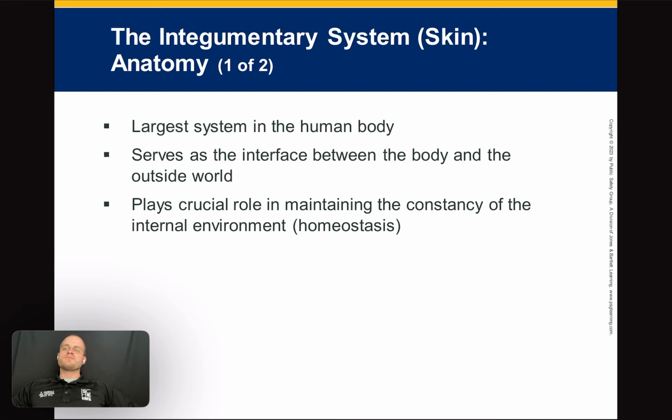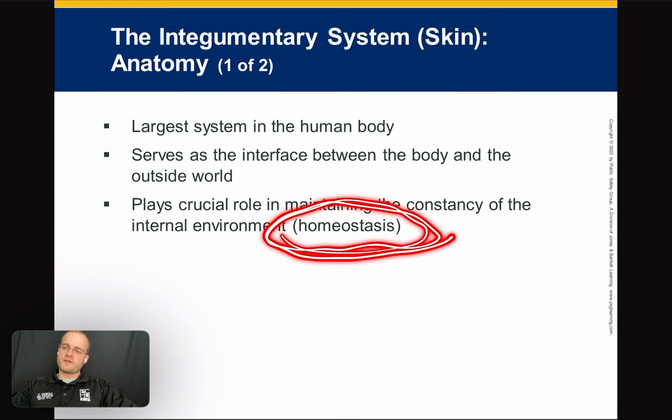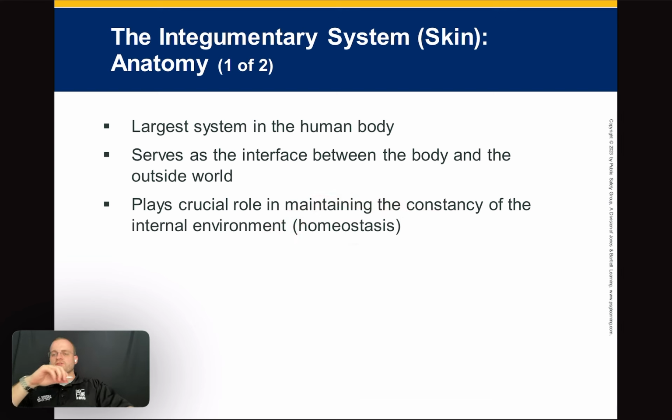Okay, so basically, it does a lot of things. It has to do with thermal regulation to maintain our temperature. It protects us from pathogens, trauma, and injury. It excretes some stuff. It does a lot. But really, the big thing is what they want you to know is it plays a crucial role in maintaining the constancy of the internal environment, also known as homeostasis. They love that word, homeostasis, which is the balance of life. So it maintains the balance of life, homeostasis.